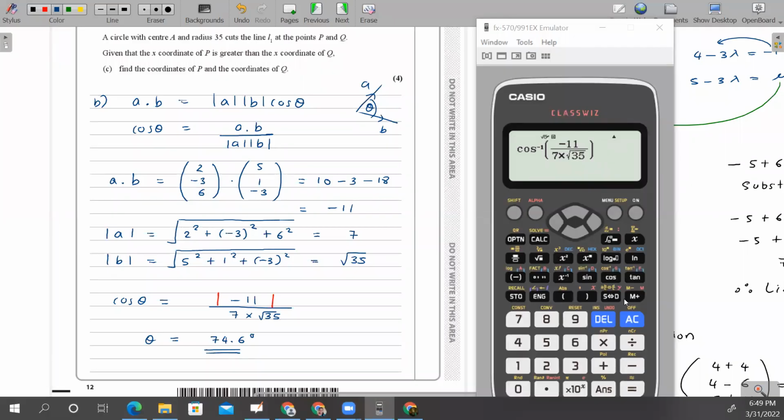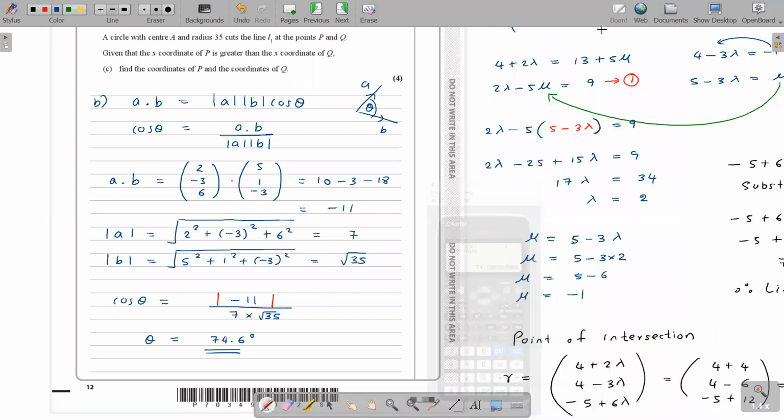Okay, so also just to show you the other method, if you type cos inverse of minus 11 over 7 times root 35 into the calculator, you get 105, which is obtuse, but they say in the question they clearly want an acute angle. So what you can do is 180 minus your answer and you get 74.596, which is 74.6. Again, the same answer. So any method is fine.